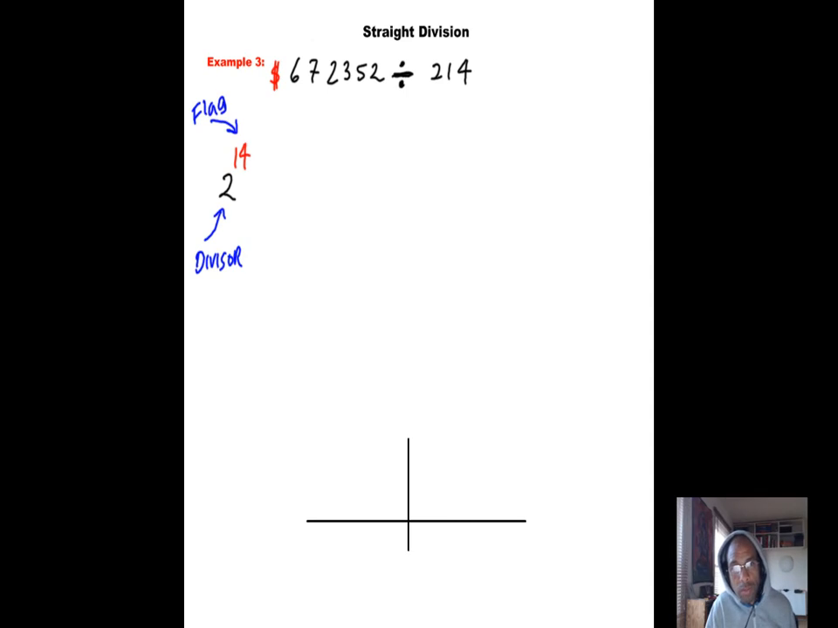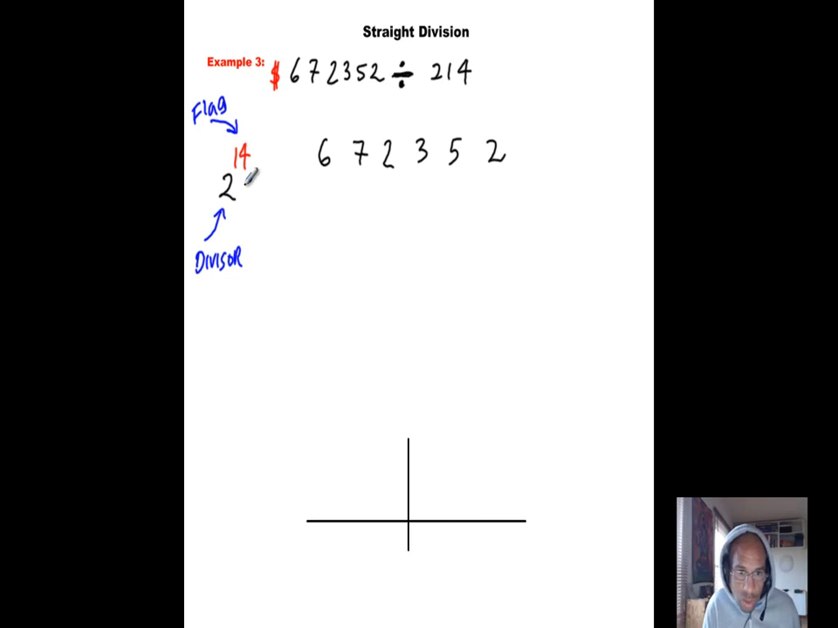Now, once again, we take a look at the flag. We say, oh, this flag has got 2 digits in it. So we need to, in a second, divide this number into 2 parts. But first, let's just write out this string of digits, 6, 7, 2, 3, 5, 2, along the top. The same line as a 14 there. 6, let's do that in black. Very particular about the colours. 6, 7, 2, 3, 5, 2.